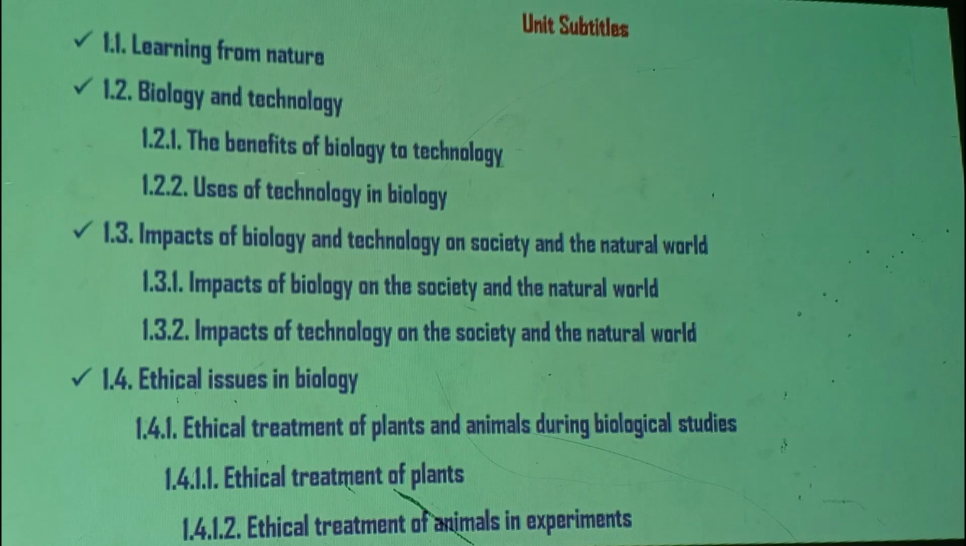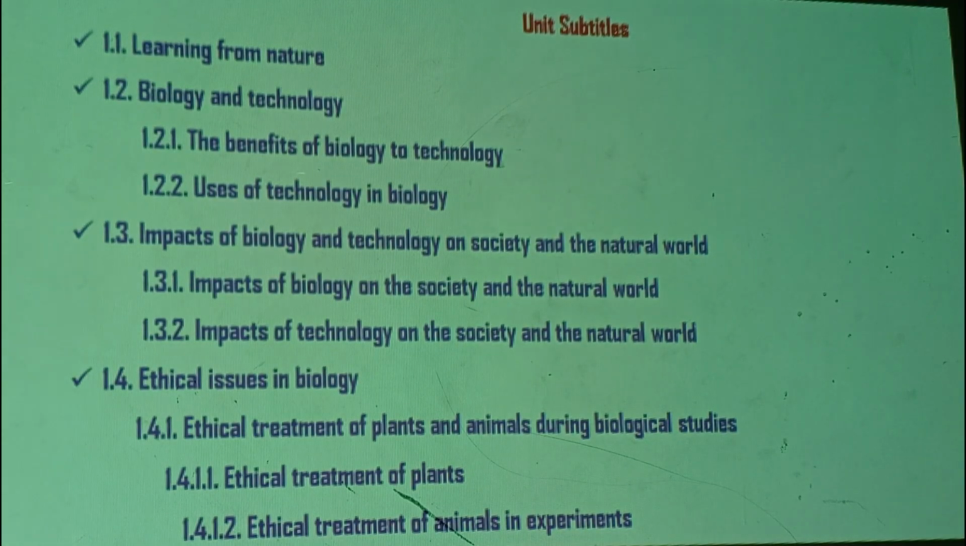And the subtitles: 1.2.1, the benefit of biology to technology, how biology benefits technology in many fields. 1.2.2, uses of technology in biology, how technology is helping the growth and development of the science of biology. And 1.3, impacts of biology and technology on society and the natural world. The impacts we shall see briefly. We may see the impacts by classifying into 2: impacts of biology on the society and the natural world, and impacts of technology on the society and the natural world.